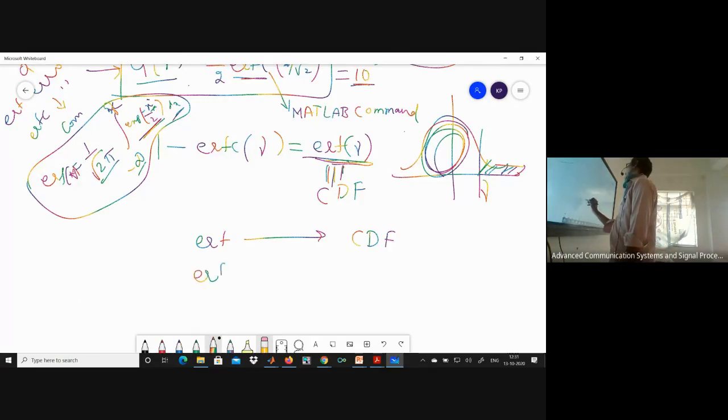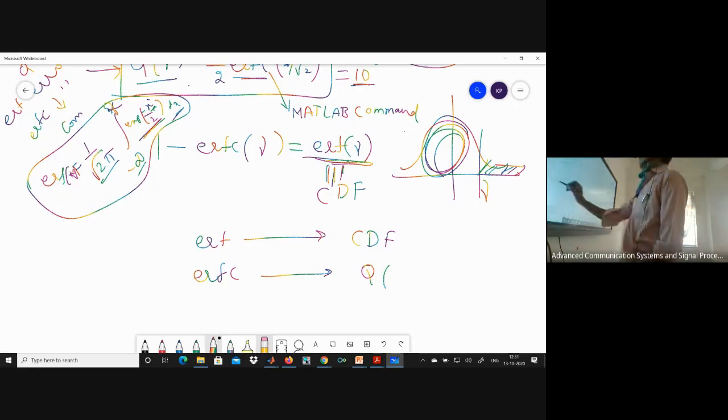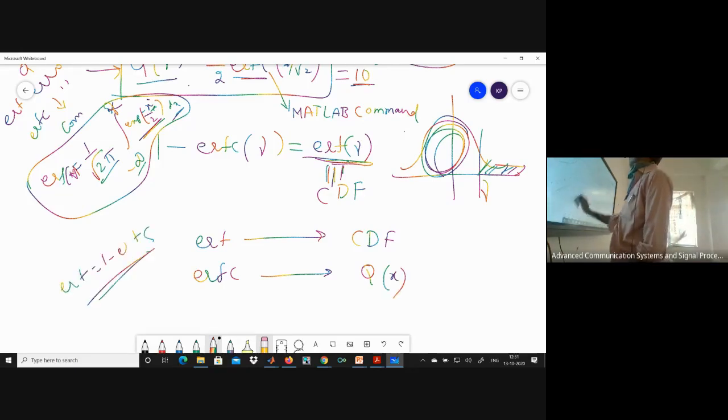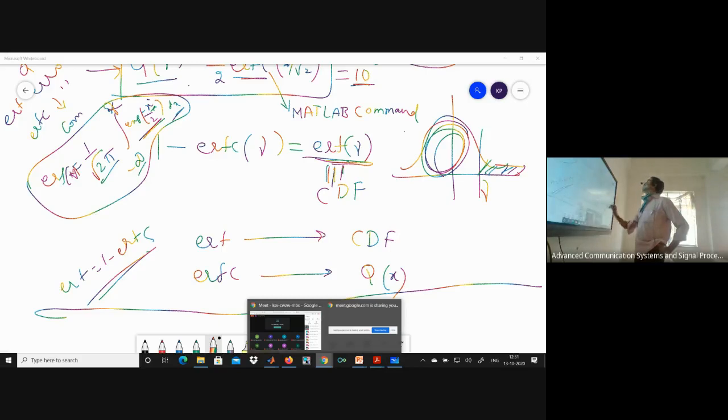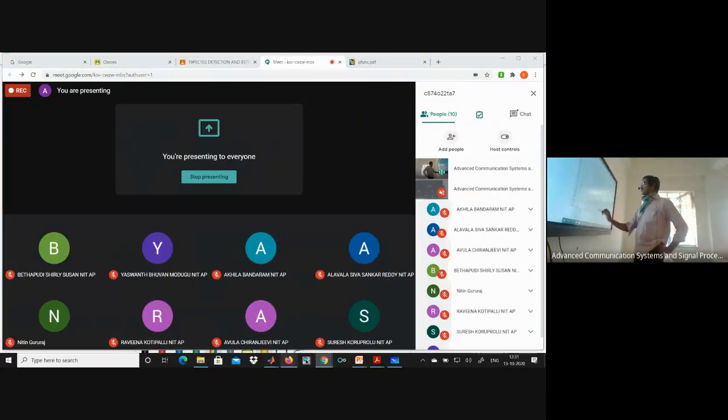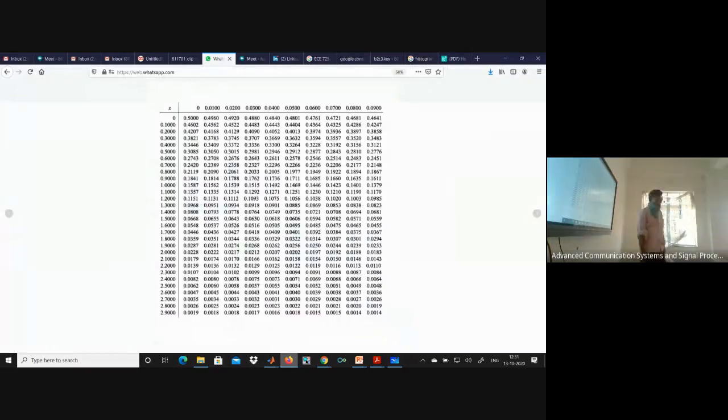And the complementary error function is linked with Q of x, the Q function, Q distribution. And ERF is equal to 1 minus ERFC. This is just a simple mathematical background that you are supposed to have, nothing more than that. I have told all these things because you are supposed to learn some fundamentals related to this, and you should know at least how to look into these distributions. This is a Q function distribution.